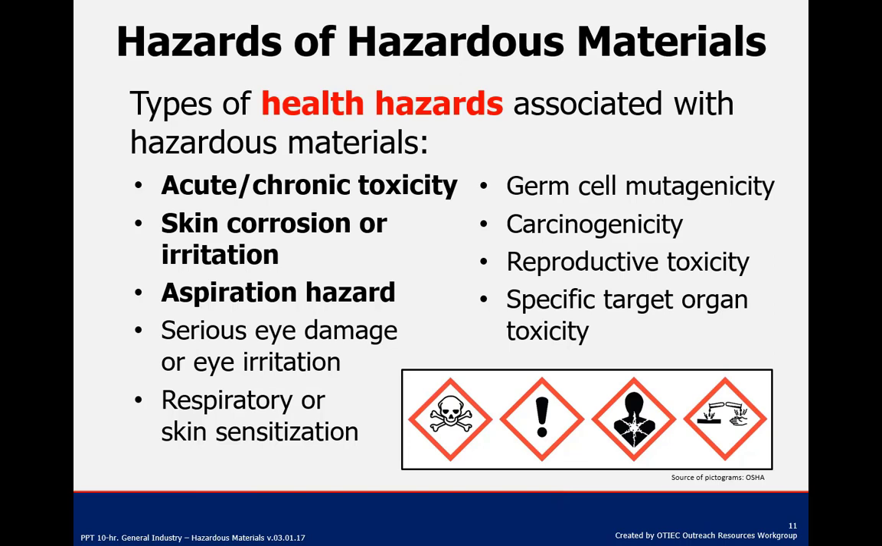So when looking at how things are labeled, the skull and crossbones mean acute toxicity. The exclamation mark means it's a skin or eye irritant. A health hazard or a carcinogen is going to look like the man in the center there with the exploding heart. And then corrosion, skin corrosions are going to be your two little vials there that are being poured onto the hand and the metal.